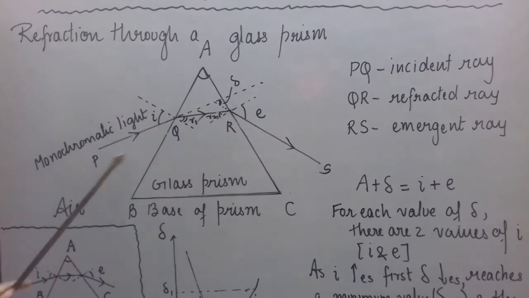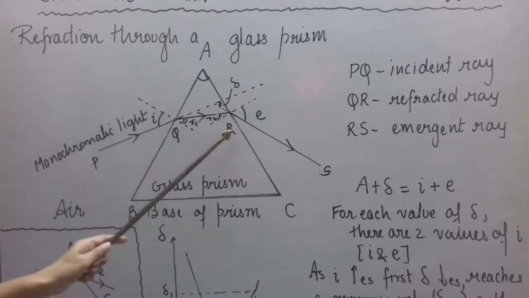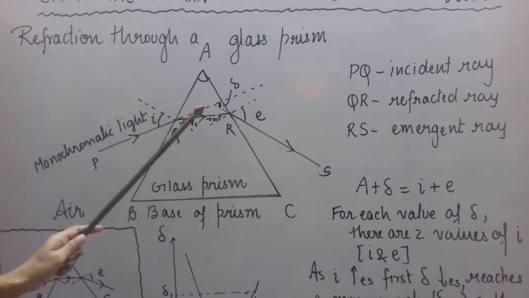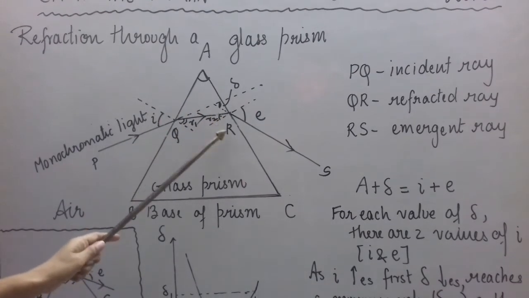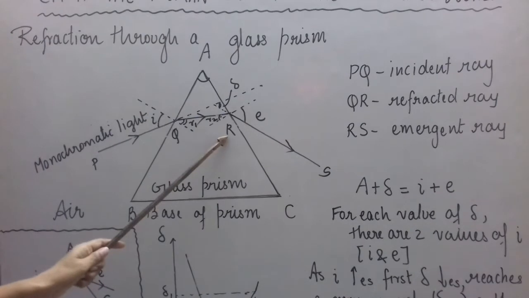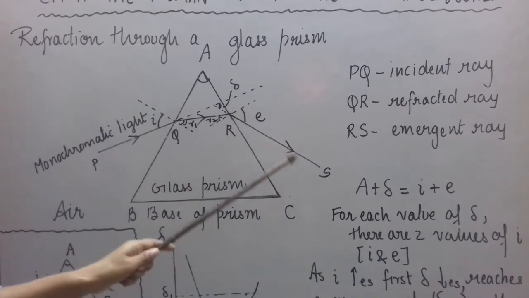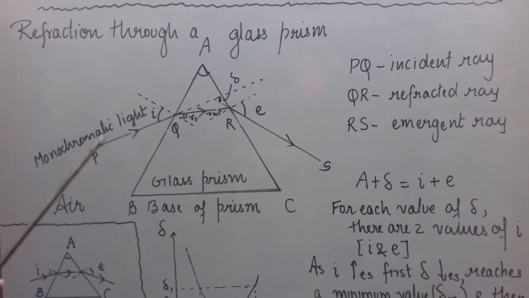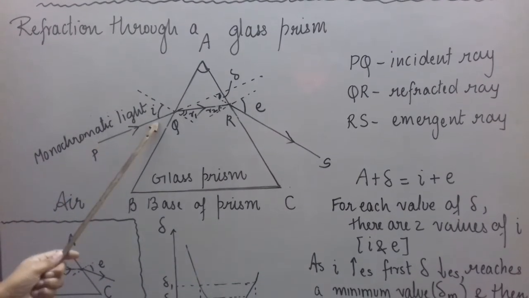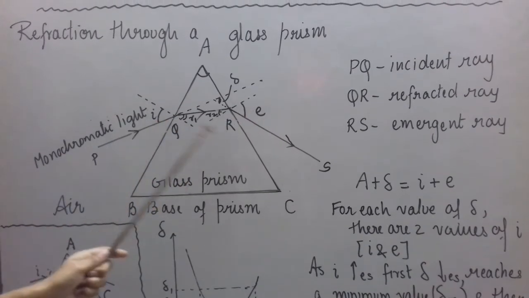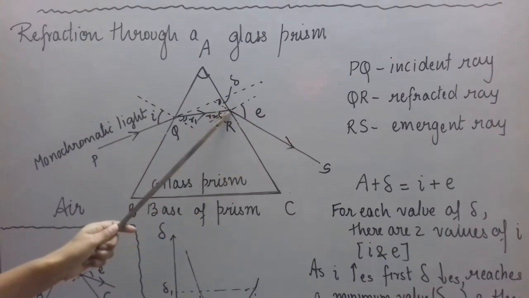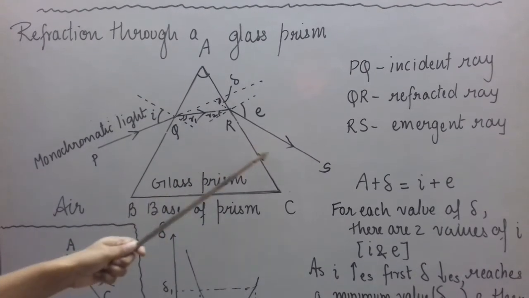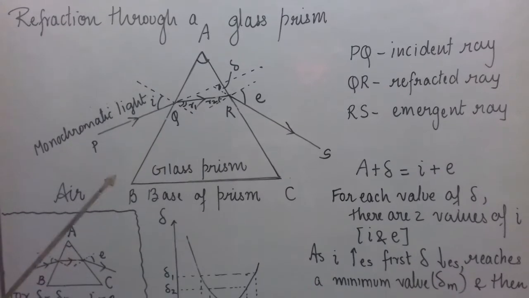So PQ is our incident ray. QR is a refracted ray for the first refraction that takes place at Q. And for the second refraction that takes place at R, QR is our incident ray and RS is a refracted ray. But overall when we consider the complete ray diagram, we call PQ the incident ray, QR the refracted ray and RS the emergent ray, as this is a ray which emerges out of the prism. Okay, so let us see the angles.